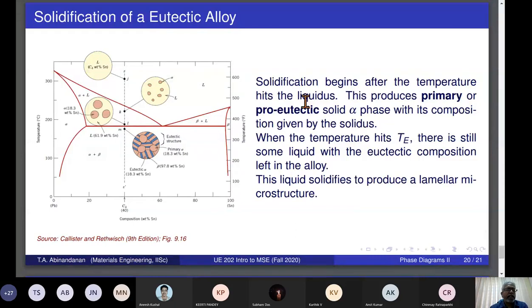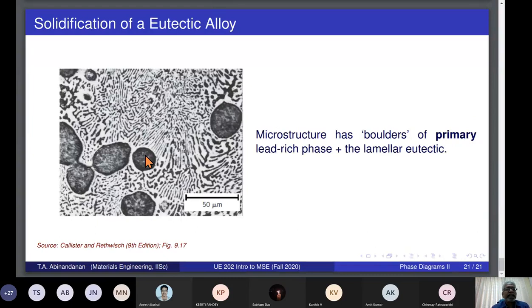So if you take an alloy with something like 40%, then again, on crossing the liquidus, you start forming the first solids of lead, solid grains. As you come down to lower and lower temperature, some liquid is still left, and that liquid will eventually solidify in the form of alternating lamellae, which is characteristic of eutectics. You end up getting this sort of microstructure. You get these big boulders of the so-called primary lead-rich phase. And then the region between these huge boulders contains the eutectic microstructure, which is basically lamellar.